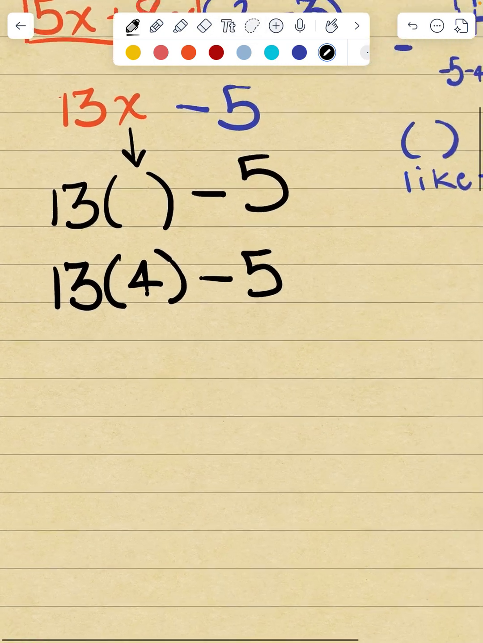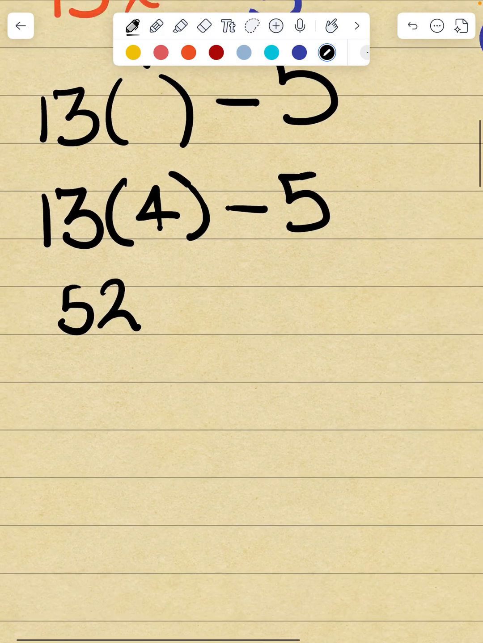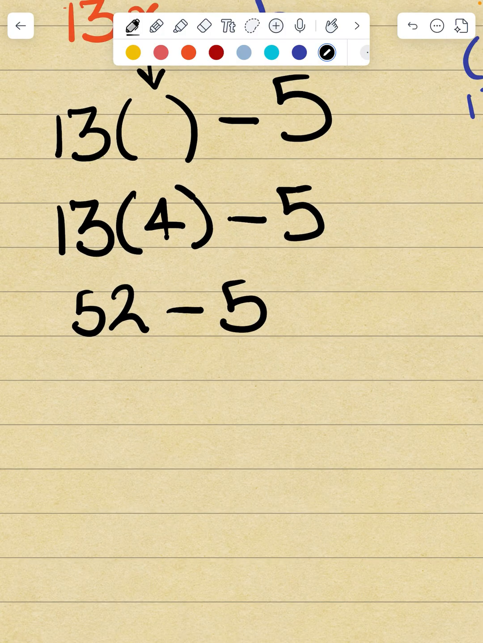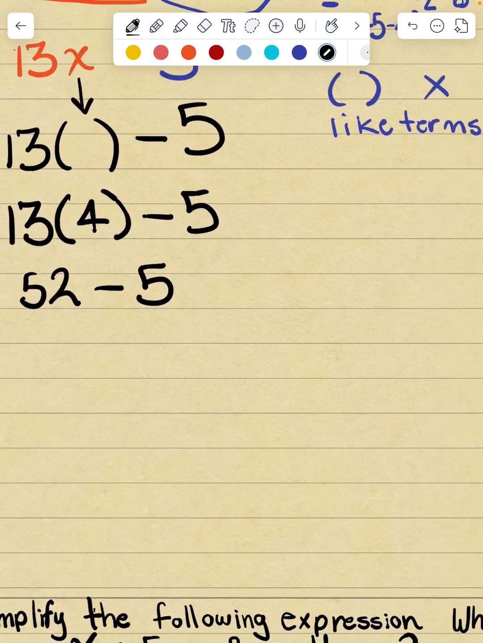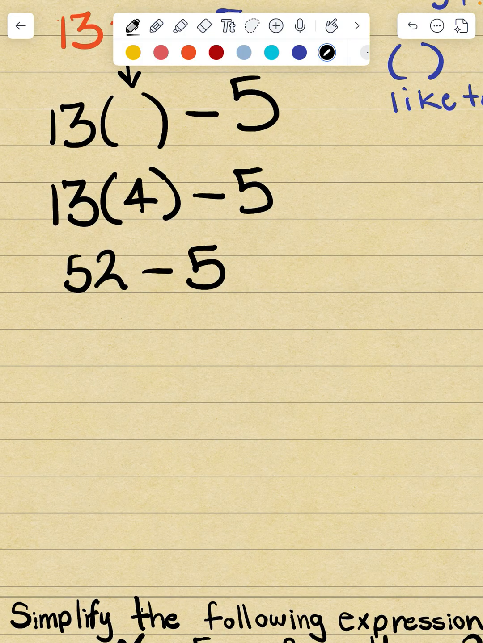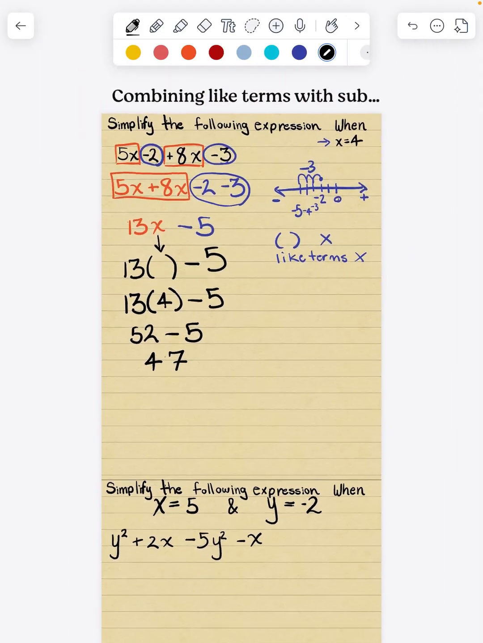So now I'm going to multiply. And so I'm going to do 13 times 4, which I don't actually have memorized off the top of my head, but that should be 40 plus 12, so 52. And then I have minus 5. Okay, now that I have 52 minus 5, again, you can use your number line for this one. I know it's going to be 47. Alright, and that is the answer for whenever we substitute.